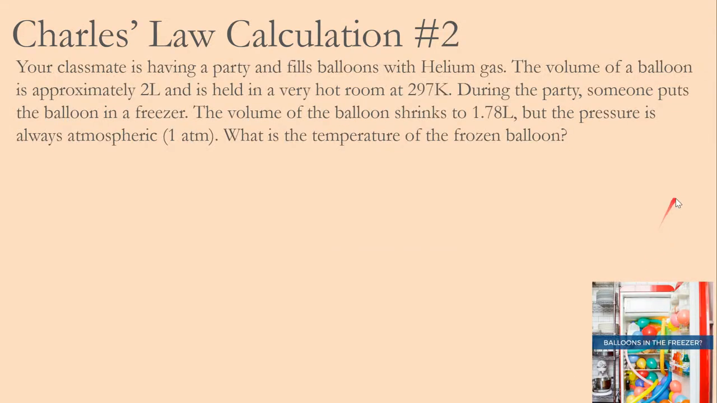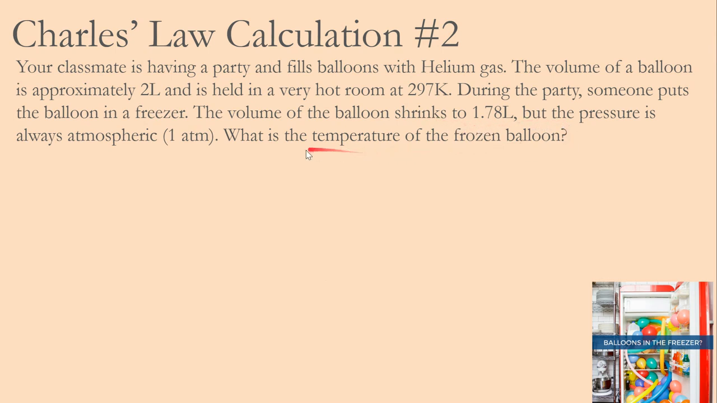In our second calculation, we're saying our classmates are having a party, and we've got balloons with a volume of 2 liters, and they're held in a hot room at 297 Kelvin. During that party, someone puts a balloon in the freezer, and the volume shrinks, but the pressure stays the same.